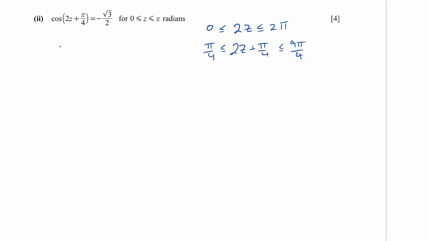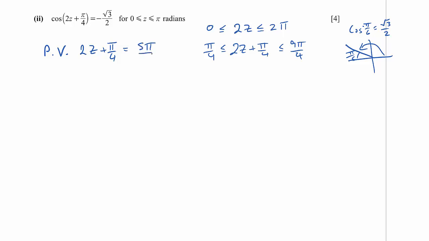Okay, so the principal value here for 2z plus pi by 4, negative root 3 over 2. We know that cosine of 30 degrees, or pi by 6 radians, is equal to root 3 over 2. So this one must be in the second quadrant, where that's pi by 6, and therefore this is 5 pi by 6. So that's going to be 5 pi by 6.